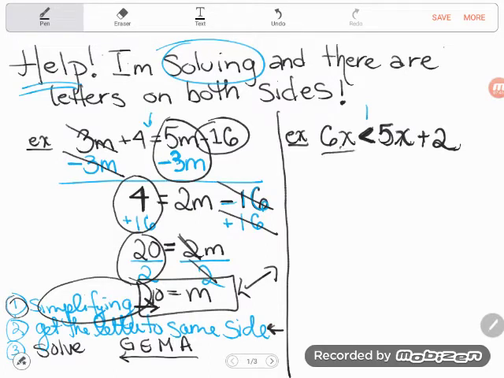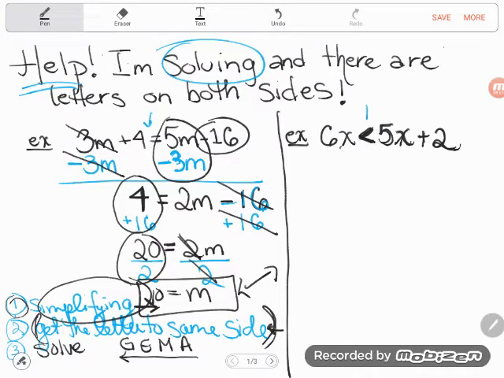If you look at the left-hand side, all that is 6 times x, and I don't know what x is, so I can't make that any simpler than it already is. Same thing on the right-hand side. I can't multiply together 5 and x again because I don't know what x is. All I can do is leave them like that. And I can't add a 2 to something I don't even know what it's worth, and so I just leave it be. But I can get the letters to the same side.